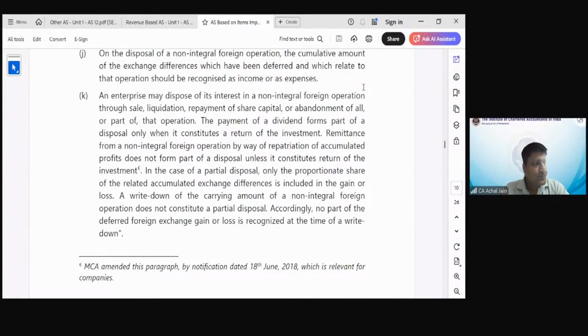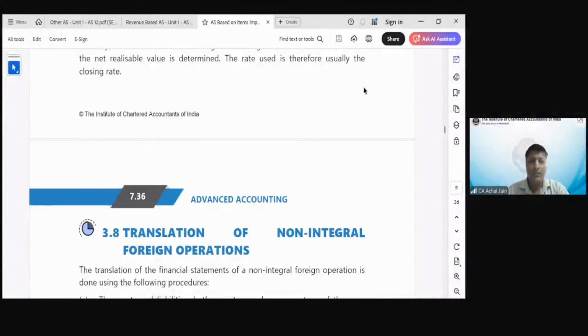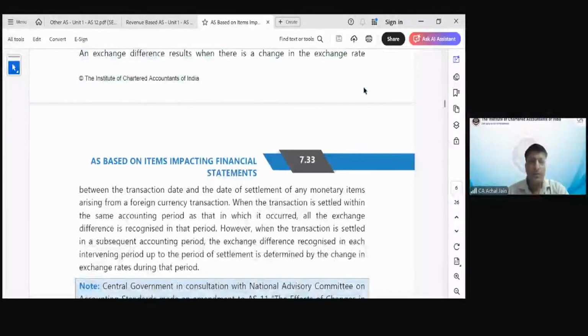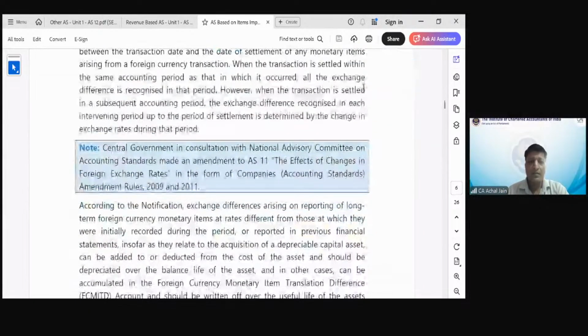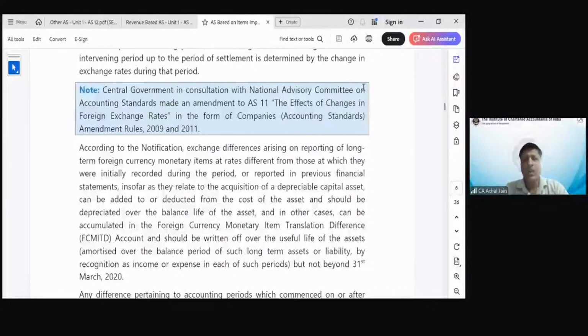Okay. Sir, at page number 7.33, some dates are given. Say of the same chapter? Yes, sir, 7.33. Okay. What dates? Beyond 31st March 2020. That you can ignore. That is not relevant for you.